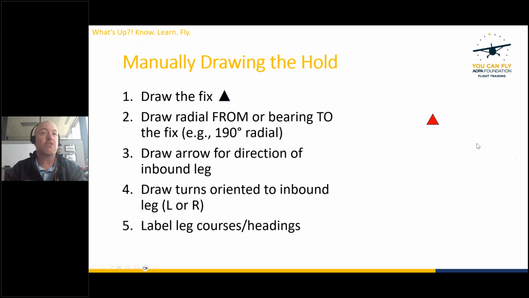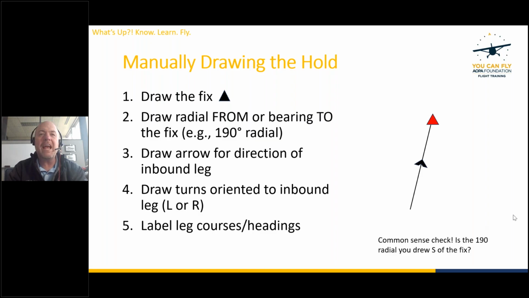But draw the fix. The first thing I do on my little piece of paper or on my scan is I draw the fix. Then I draw the radial or that bearing. In this case, I'm drawing the radial. It's a 190 radial from. All right, so it's the radial from or a bearing to. So I have to estimate. I do my best. You have to get good at your angles. I think, okay, 180 straight down, 190 is about here. So I try to do my best to just eyeball it.